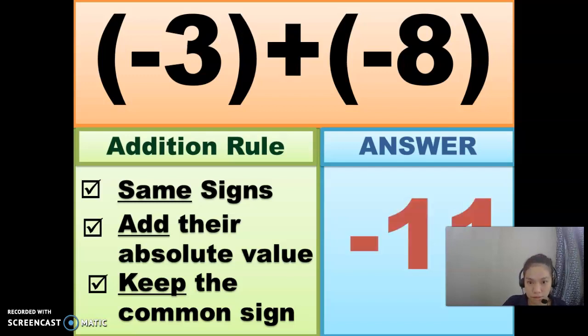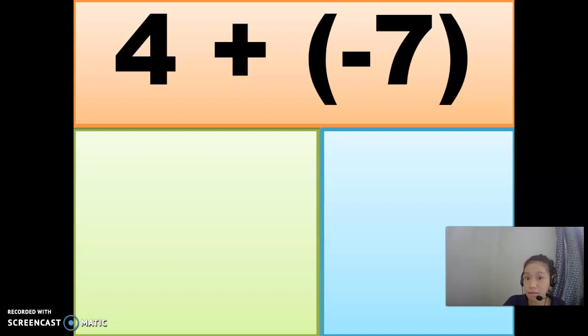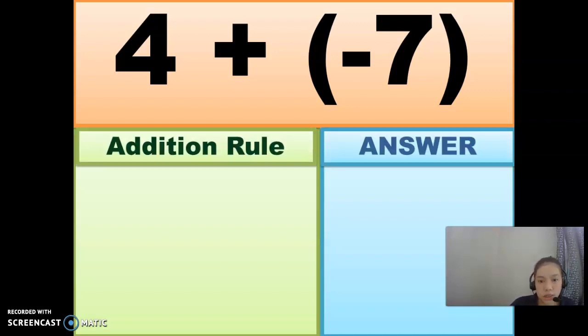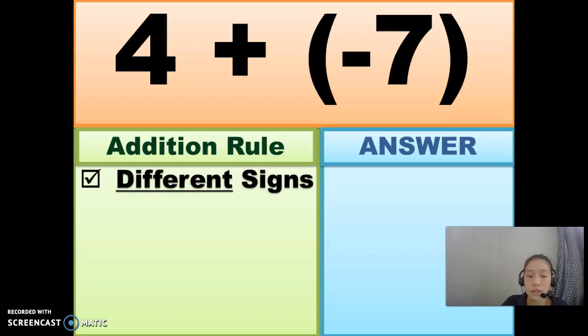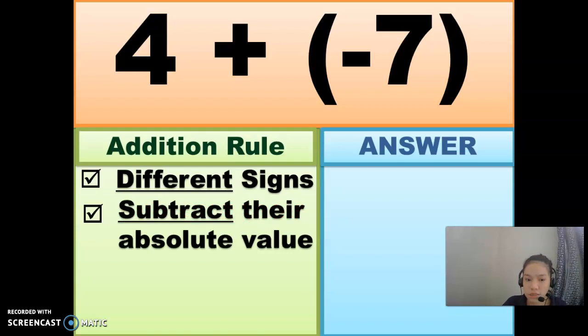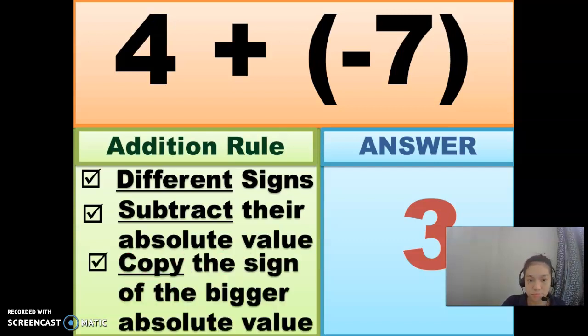Next, 4 plus negative 7. Again, using the addition rule, first we look at the signs. They have different signs. What will you do if they have different signs? Different signs, subtract. You will subtract their absolute values. The absolute value of negative 7 is 7. So 7 minus 4 is 3. Then keep the sign of the bigger absolute value. So copy the sign of the number with the bigger absolute value. We will copy the sign of 7, so it is negative.